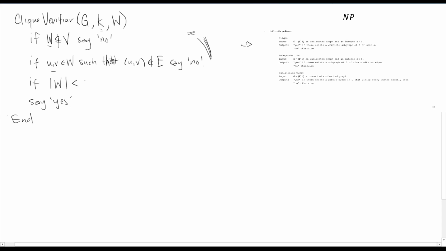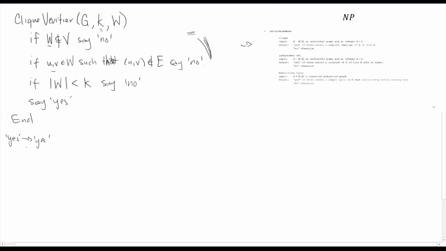But if the size of W is less than k, we should say no. And we'll see here in a bit why that's key when we get to our proof, where it's not going to work. So let's try our proof.